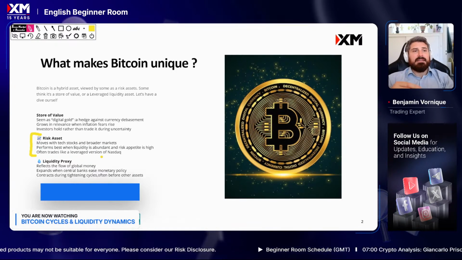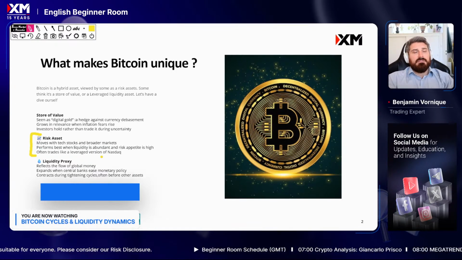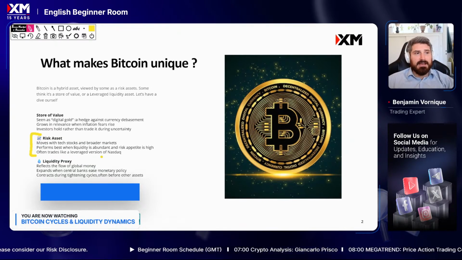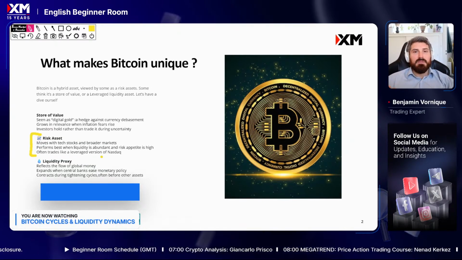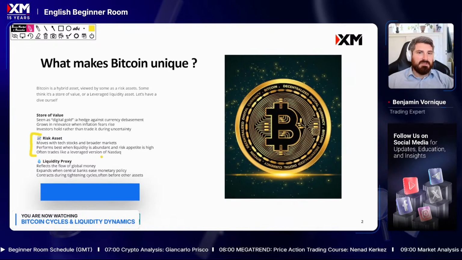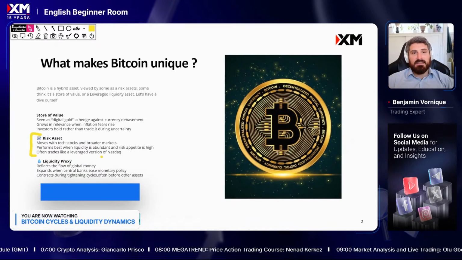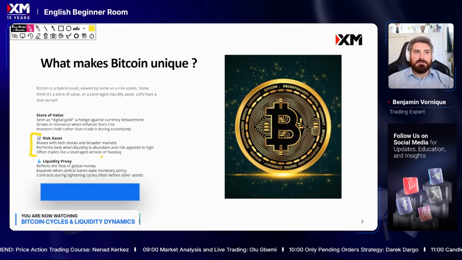So we do have a slide later on during the presentation talking about the correlation between Bitcoin and Nasdaq, and also the skew, meaning that for the past months, Bitcoin has still been correlated to Nasdaq, even if it's been skewed negatively, meaning that Bitcoin is way weaker than Nasdaq.